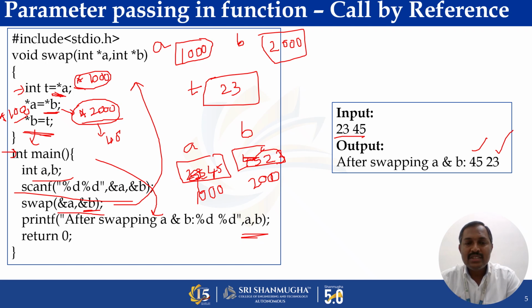Call by value means we are just passing the value of actual arguments into formal arguments. Whatever changes we are doing in the function on formal arguments will not reflect in actual arguments. Next, in the call by reference concept, we are passing the address of actual arguments to formal arguments. Whatever changes we are doing in formal arguments will reflect in actual arguments. So this is the concept of call by reference.